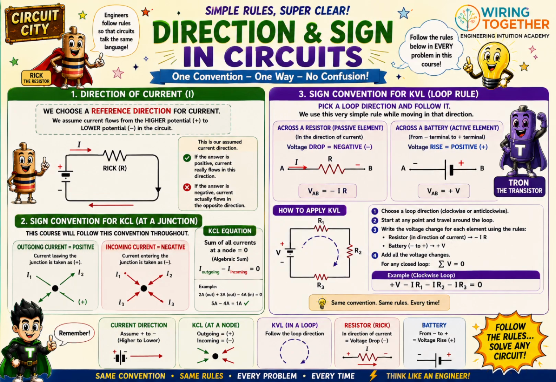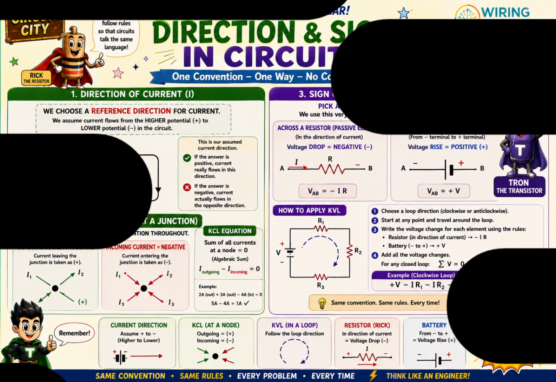Alright Circuit City friends, today Rick the resistor and Tron the transistor are teaching us something super important: how engineers agree on direction and signs so that circuits talk the same language. Once you know these rules, you'll never get confused about plus and minus again. Let's start with the direction of current.